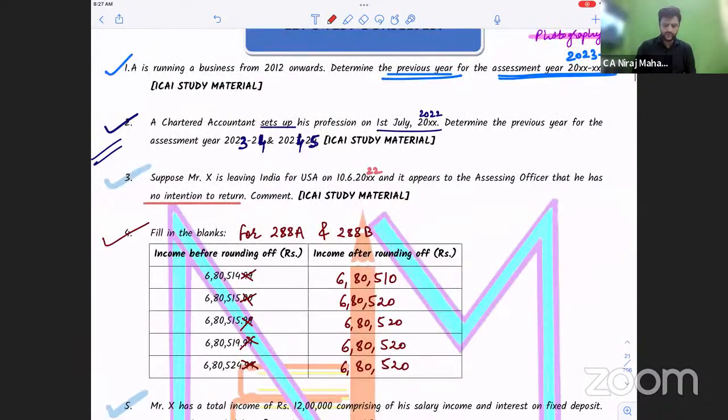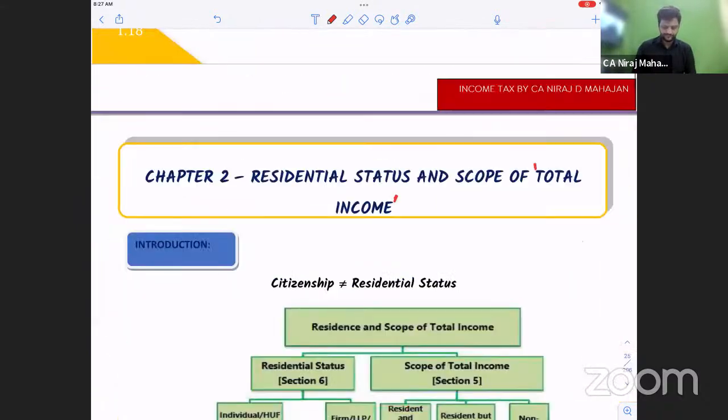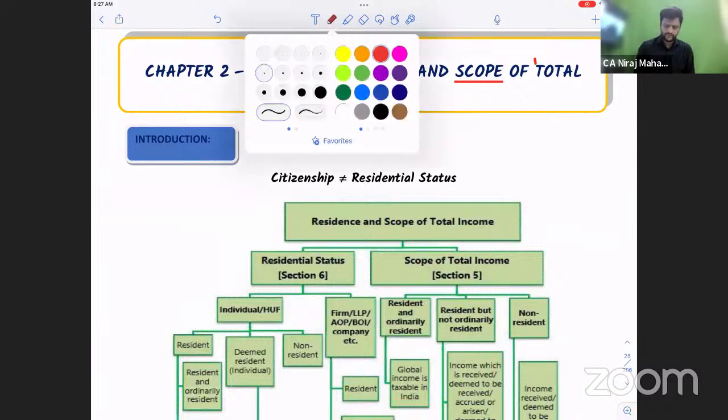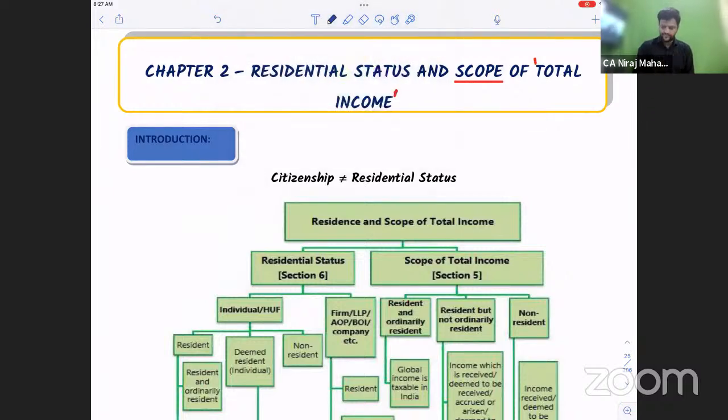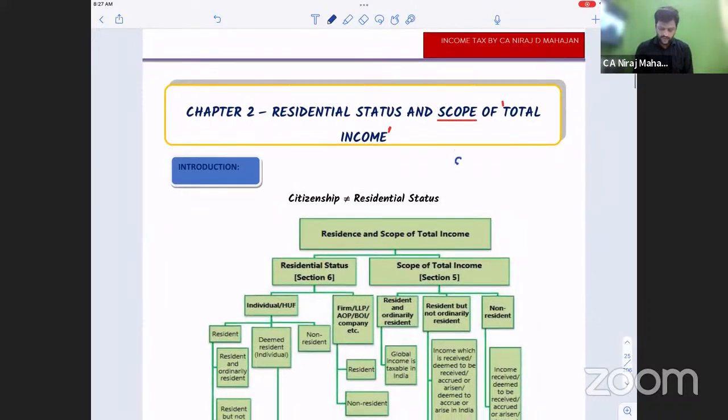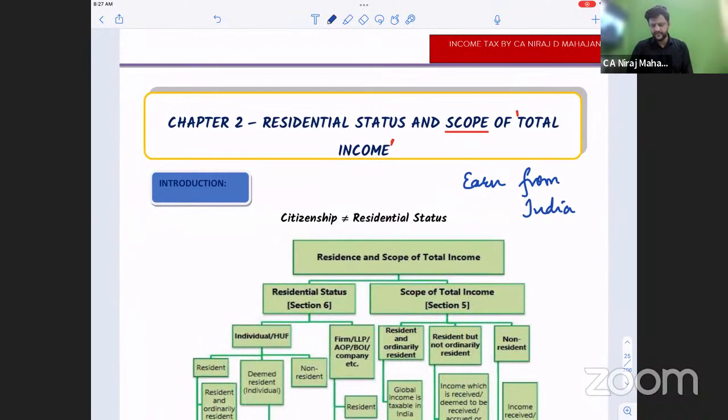Now we are going to the next chapter: Residential status and scope of total income. Scope. See, let us say we are right now staying in India and we earn income in India. Then obviously we are going to pay tax in India.